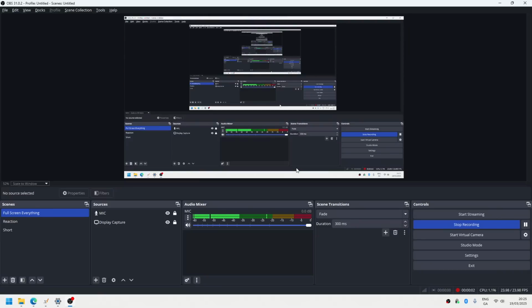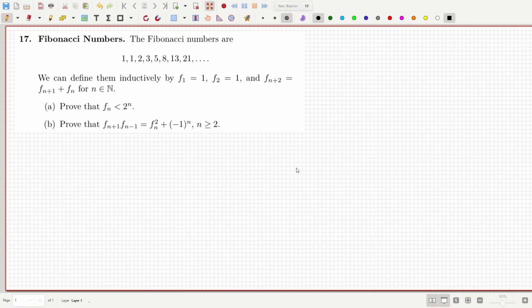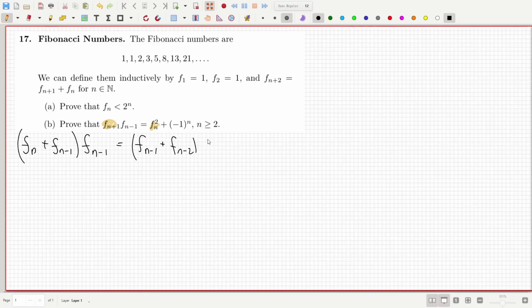Okay, good. We're recording. This is another tricky proof by induction, and I think it would actually be easier to replace this one and one of these ones with Fn plus Fn minus 1 times Fn minus 1 equals Fn minus 1 plus Fn minus 2 times Fn plus minus 1 power n. That's, I think, slightly easier to prove.